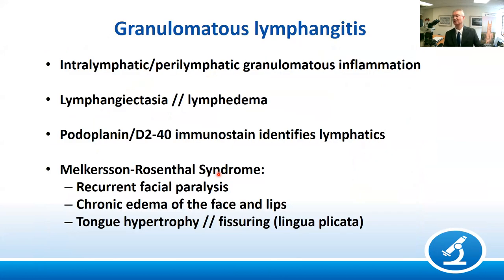Okay. Another key finding to be aware of, the so-called Melkersson-Rosenthal syndrome. These individuals need to be evaluated for facial paralysis, chronic edema of the face and lips, and tongue hypertrophy and fissuring, the so-called lingua plicata.